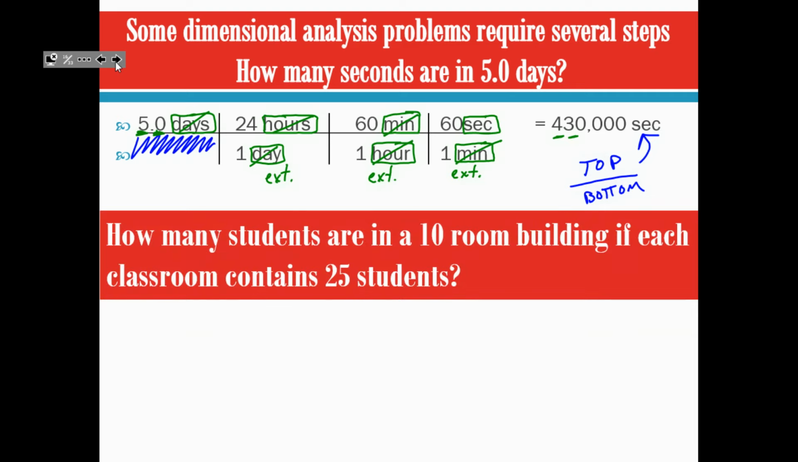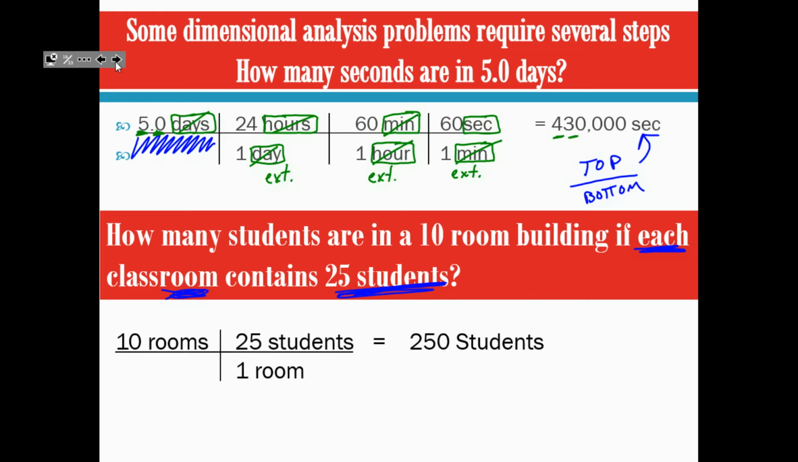And then the last one is going to be how many students are in a 10-room building if each classroom contains 25 students. So in the problem, it tells us a conversion factor. Don't know if you saw that or not, but it said each room has 25 students. That's called an equality, and we can use that as a conversion factor. So here we go. Nothing on the bottom of our first train track. I have 10 rooms. Here's my equality that I pulled from this problem. For every one room, 25 students, which allows me to cancel my units of rooms and go into students.